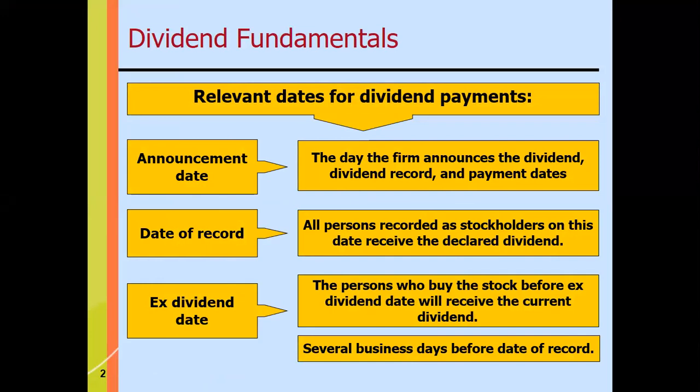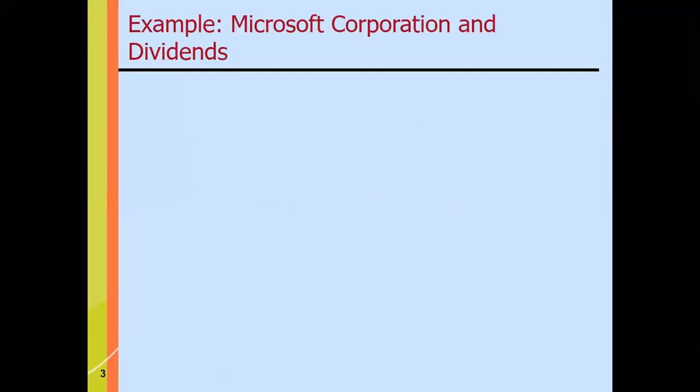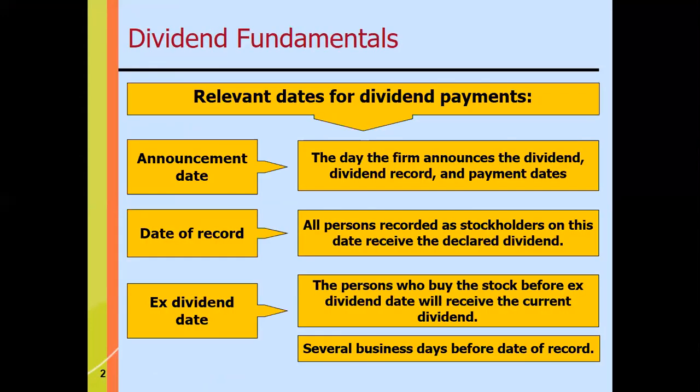First is the announcement date. Some would actually call this the date of declaration. So, announcement or declaration. It is on this date that the firm announces the dividend, meaning the amount, then determines the persons or shareholders to whom the dividend shall be given, and the dates for payment. So I already mentioned the date of record and the date of payment.